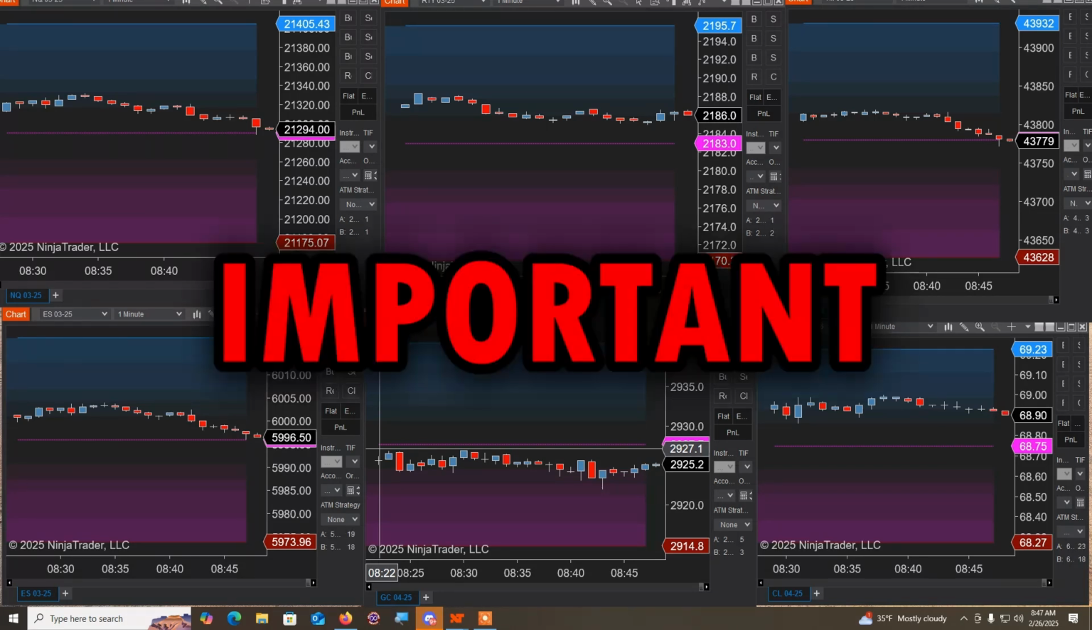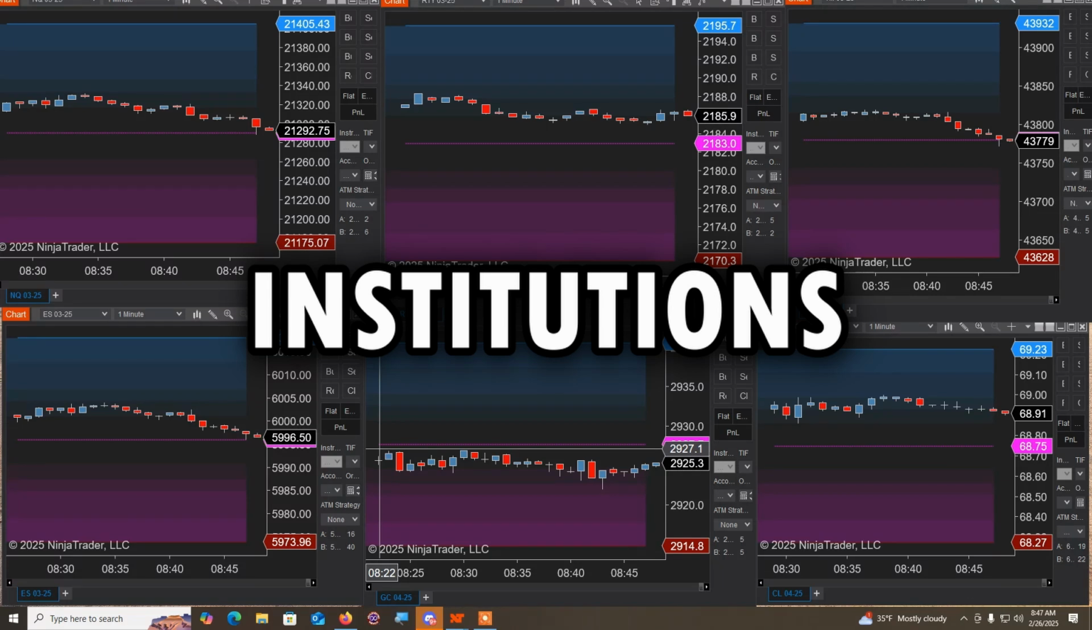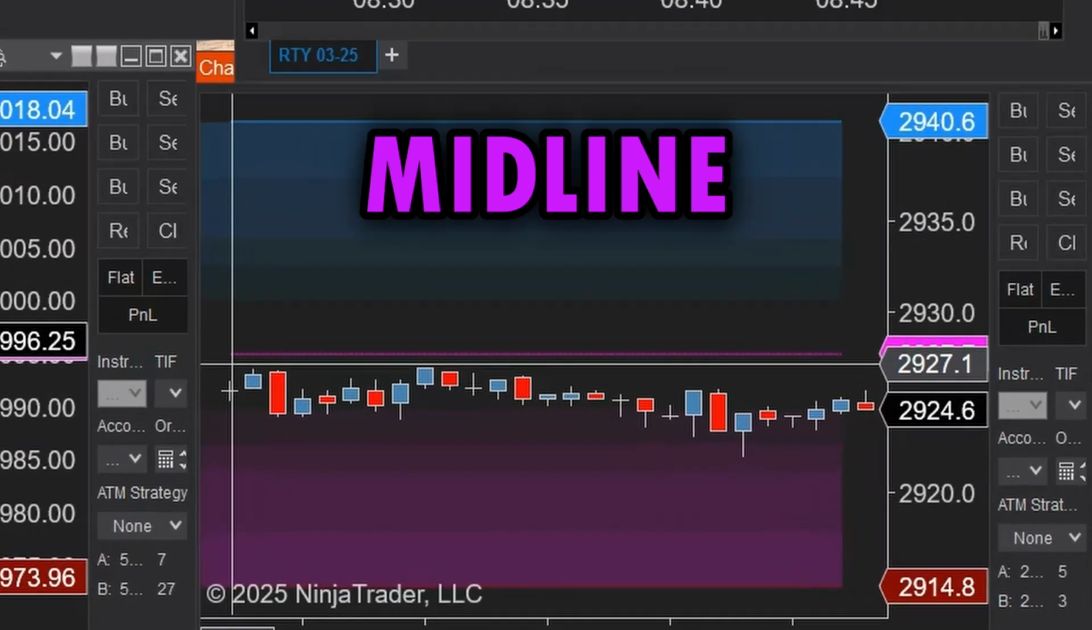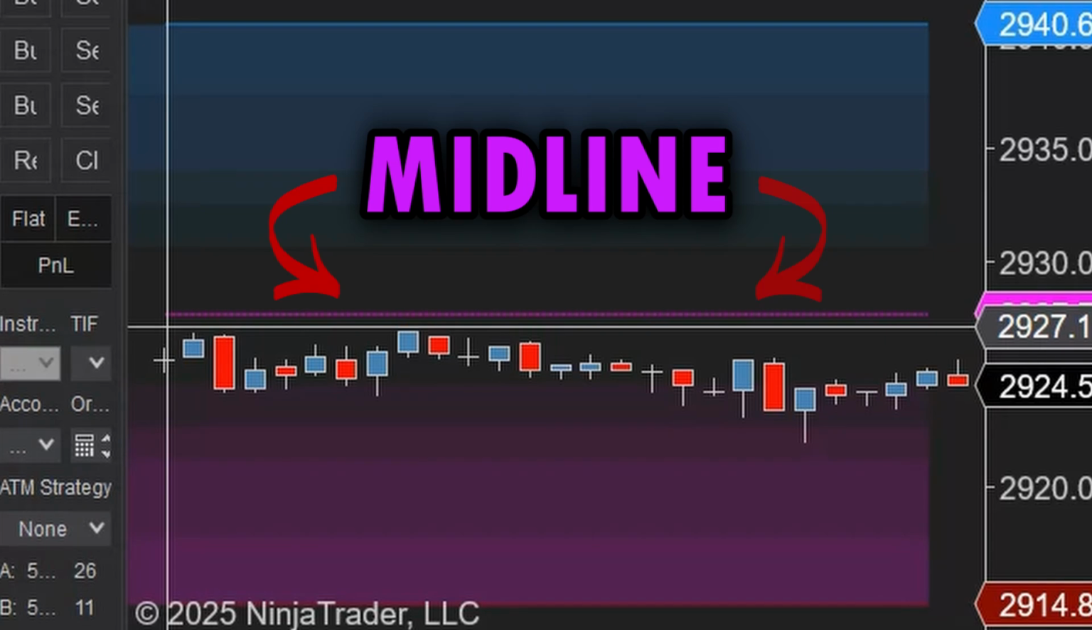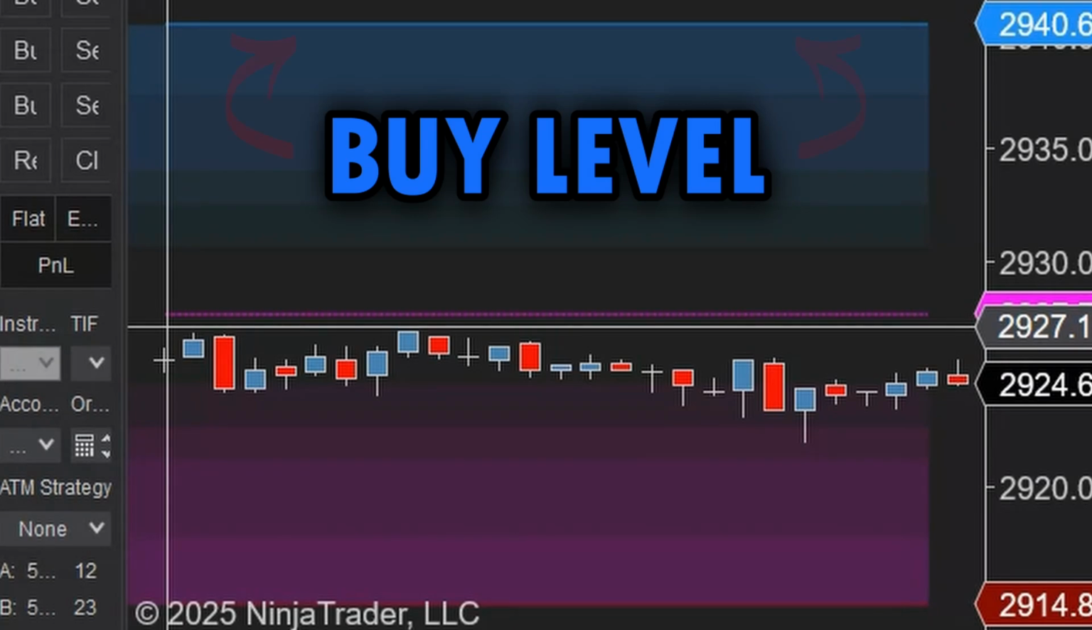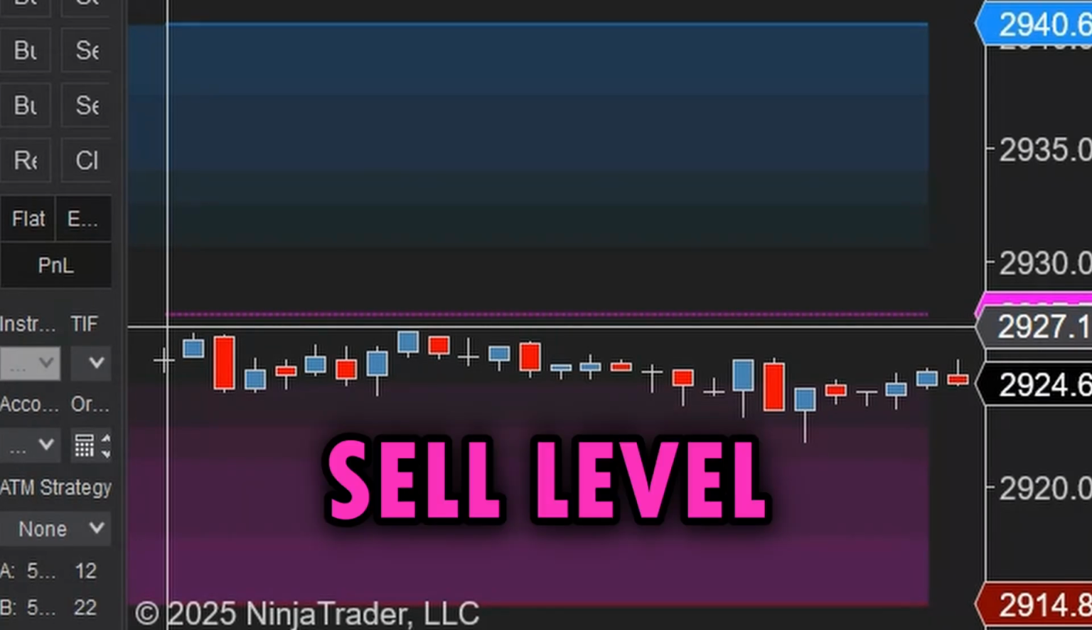This is what is important to the institutions. That's why price moves, not because a bunch of prop traders decide to go long or to go short. I know you know this. In any case, there are three lines. There is the midline. This is the decision point. From here, market is either going to go to the buy level, that's the target on top, or the sell level, that is the target on the bottom.